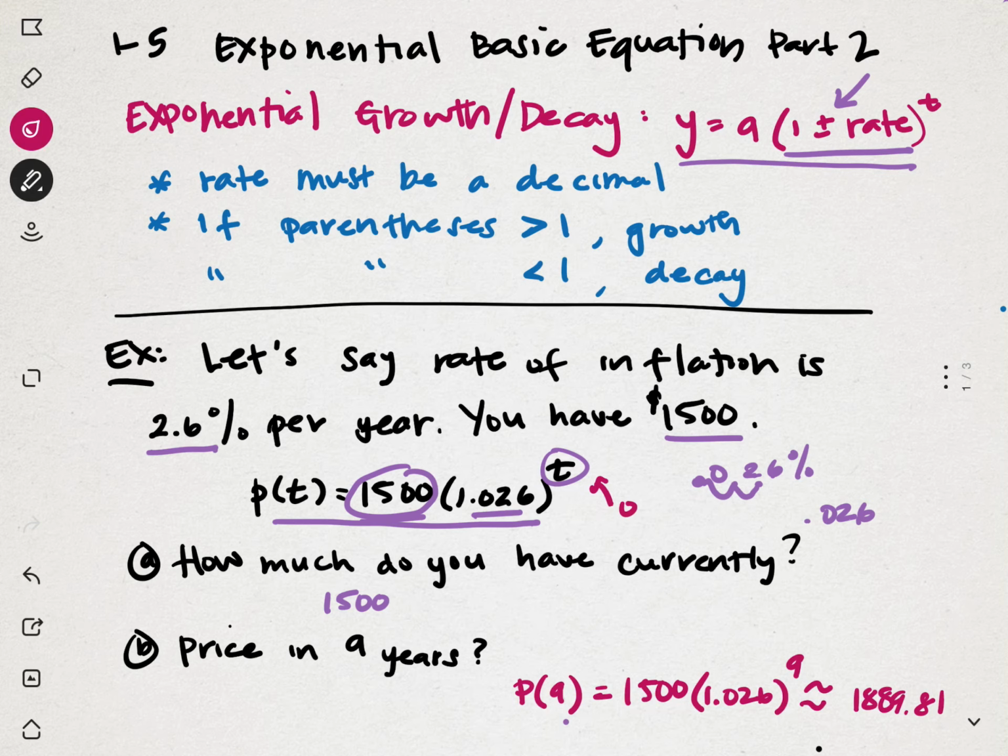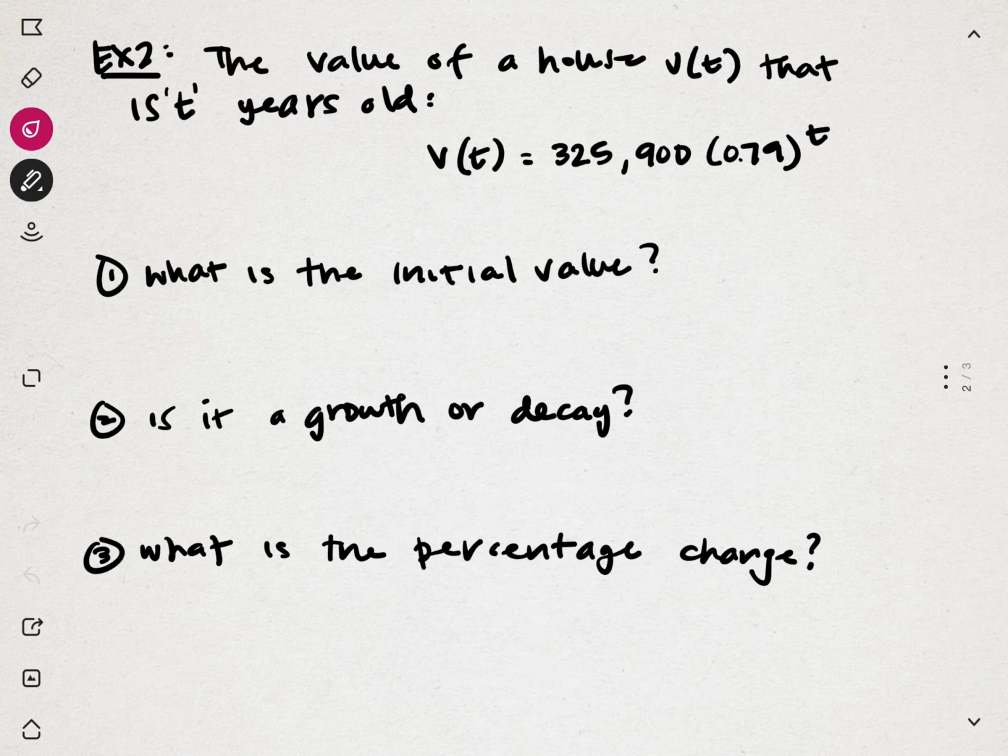Now, obviously, gaming laptops would probably be a bad idea because those change. But let's say we bought something whose value doesn't decrease over time. What can we buy now with $1,500? Maybe a pool, right? An above ground pool. In 9 years, that same pool will cost $1,889.81 due to inflation. All right. Let's look at another example.